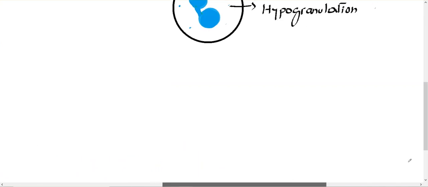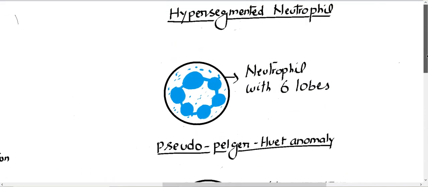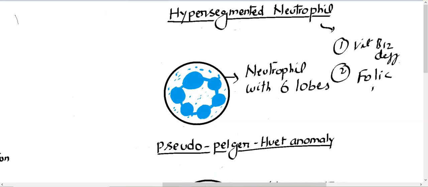Okay. Now coming to the hypersegmented neutrophil. So what is the definition of hypersegmented neutrophil? Normally we saw 3 to 5 lobes, but once you see 6 lobes, that's called hypersegmented neutrophil. And it is seen in conditions like vitamin B12 and folic acid deficiency. Okay. So in the peripheral blood smear, the conditions where you will see hypersegmented neutrophil are vitamin B12 deficiency, and second is folic acid deficiency.